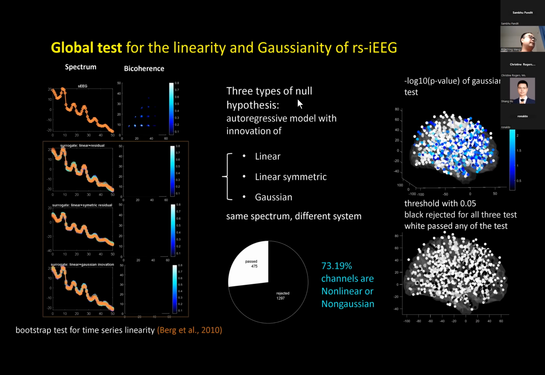With this test, we tested the whole data set. We found that more than 70% of channels are nonlinear or non-Gaussian. And looking at the distribution of the p-values, you can see the most nonlinear non-Gaussian channels are located in the occipital and the parietal lobes.